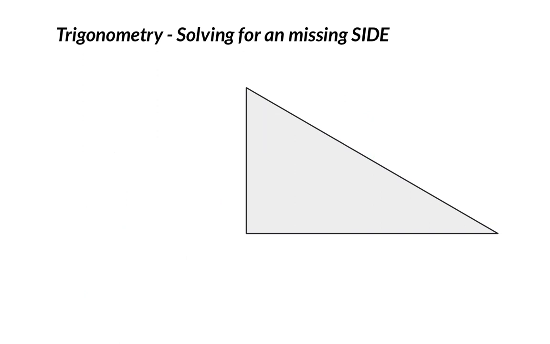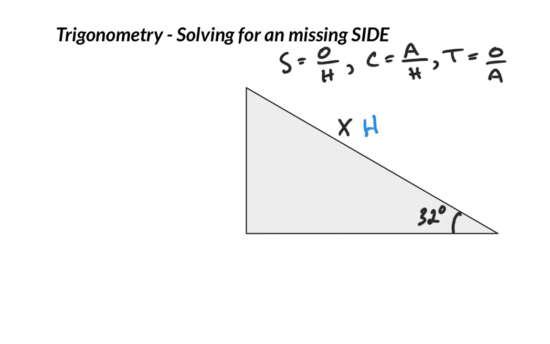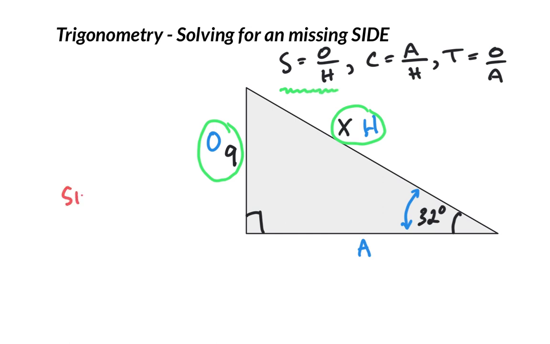Let's do one more example. Again, first thing we're going to do is label: hypotenuse, the longest side; adjacent, the other side that touches the angle that we're talking about; and the opposite. We have been given the opposite. We are looking for the hypotenuse. So the trig function that deals with those two is sine. So we're going to write that the sine of 32 degrees is equal to the opposite divided by the hypotenuse.